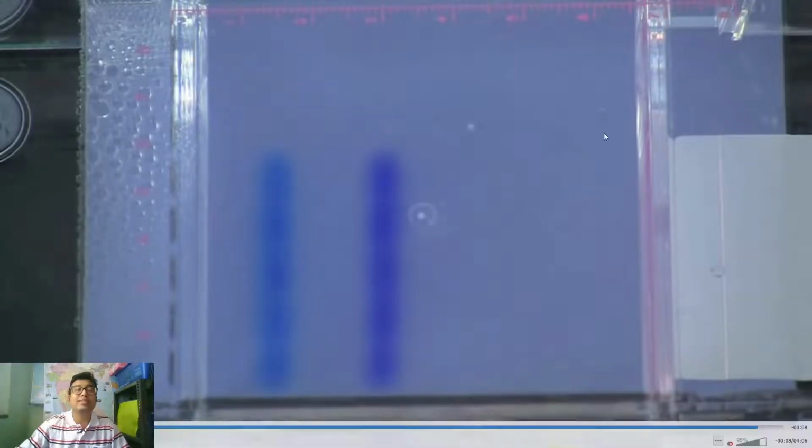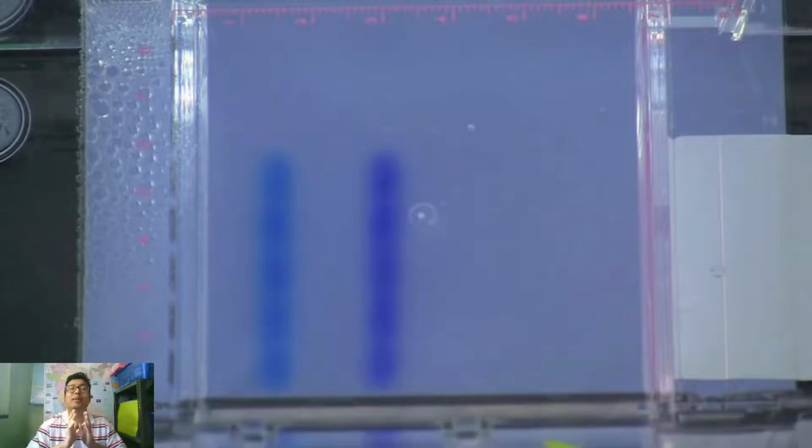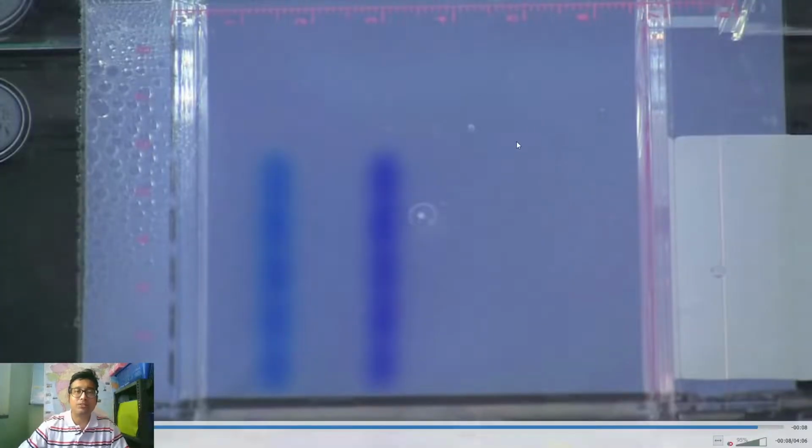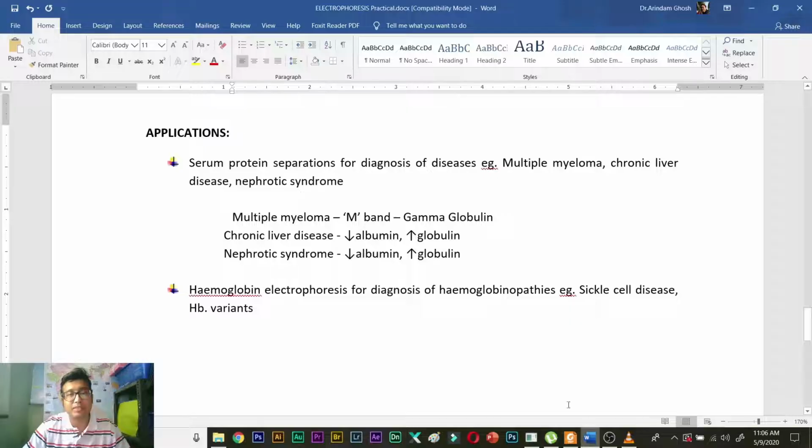The next step is that this whole gel is taken out and placed in a UV transilluminator or a gel doc, a gel documentation system, and then we get the bands. So guys, this is in short how both DNA gel electrophoresis and serum protein electrophoresis are done.